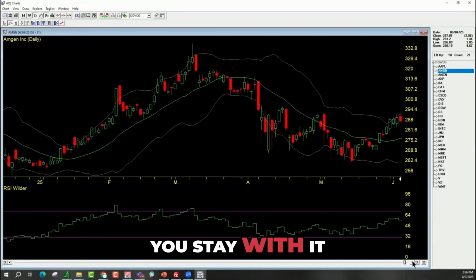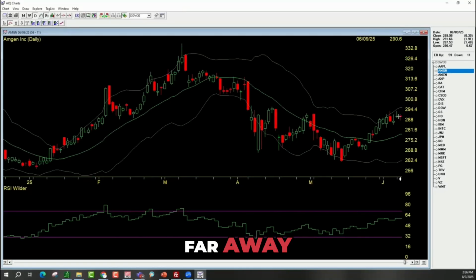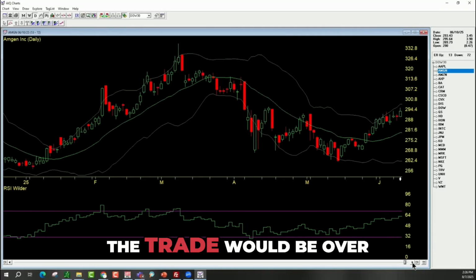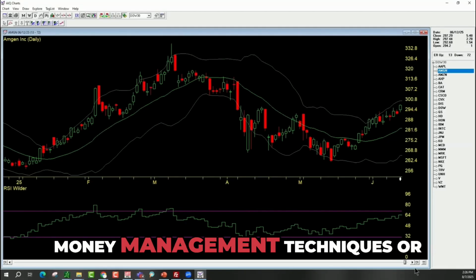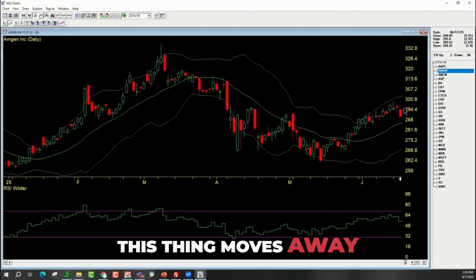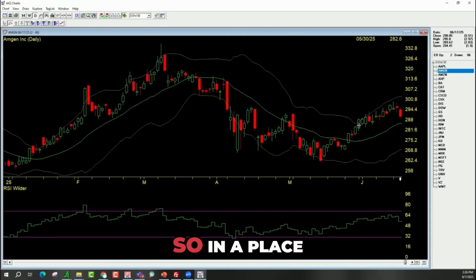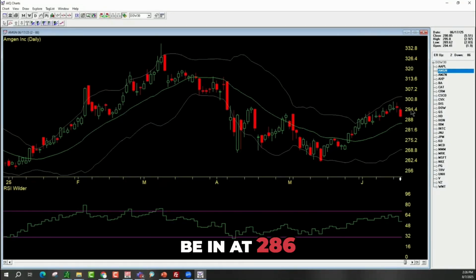And again, you stay with it while it still hugs the band. The trouble is, once you get really far away, this point here, it's kind of moved away from the band itself. The trade will be over. But in this case, it kept on going. So you might have taken some money off the table or used money management techniques with a trailing stop. You would have stayed in this position until this thing moves away completely from here. So in a situation like this where you might be in at 286, you're going to make maybe 4 or 5 points, not a huge gain on that one.